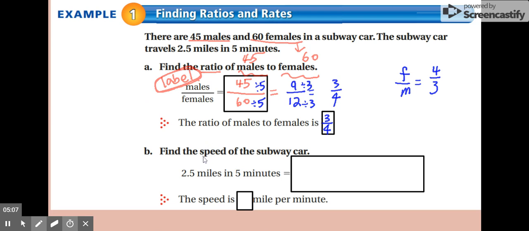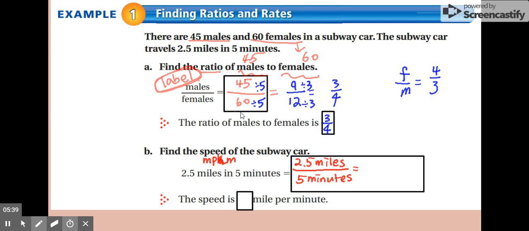So speed, we're talking about miles per hour, or per minute. Here it's minute. So 2.5 miles for 5 minutes. You just compare these two. That's it. But when you're talking about speed, we're not saying, "Oh, I drive 2.5 miles for 5 minutes." You'd better say it like 2.5 miles per minute, per second, right?